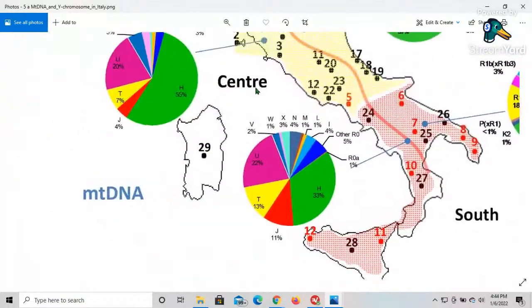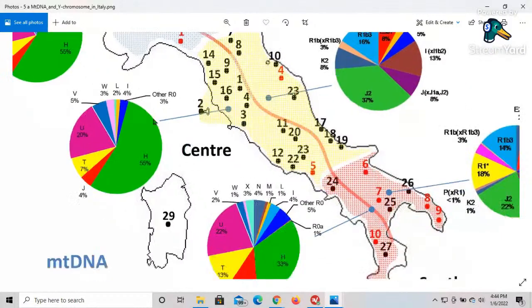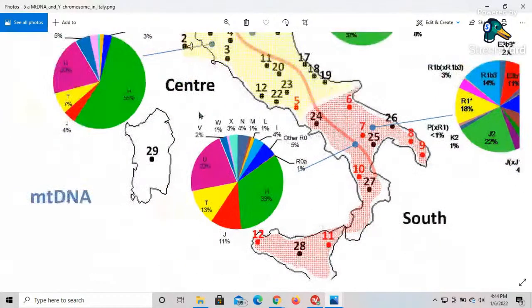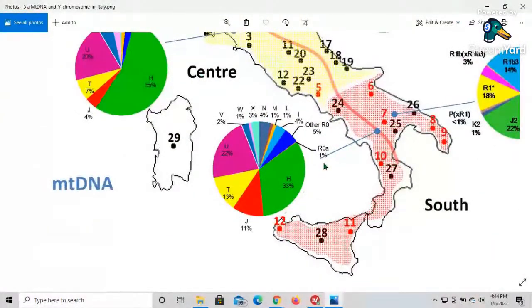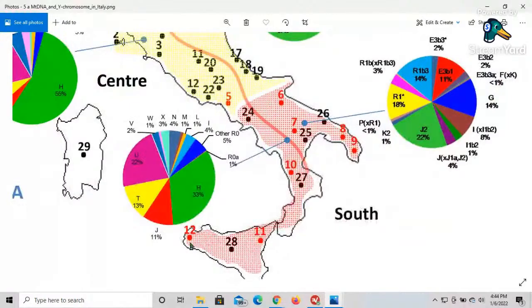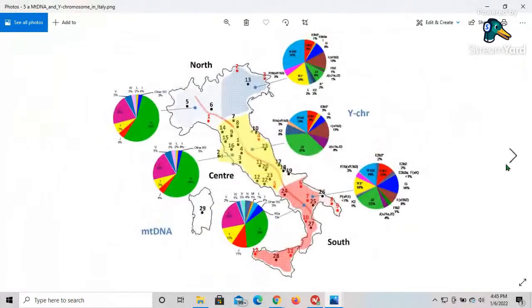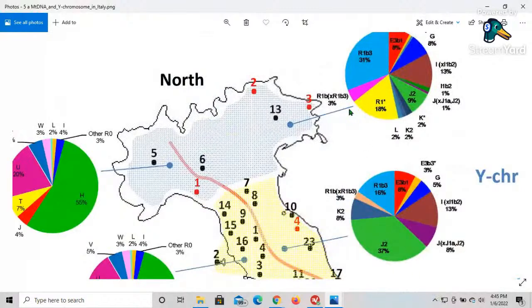But H is the biggest population. That's the same thing in the Jewish population. H is big, U is big in the Jewish population. T is big, and I think J too as well. So that's about it. But K is still here in southern Italy, and K is still here in northern Italy, just not as much. Not quite as much.